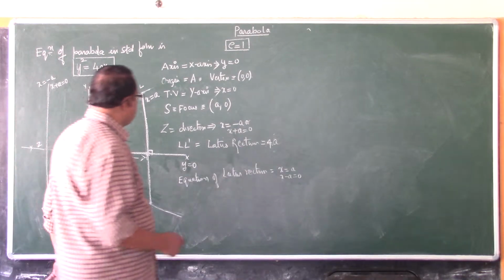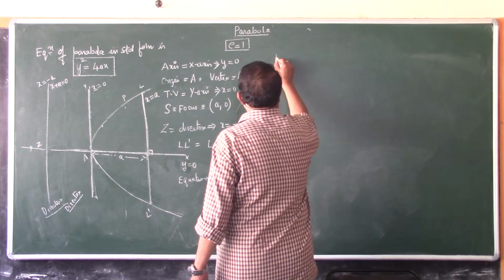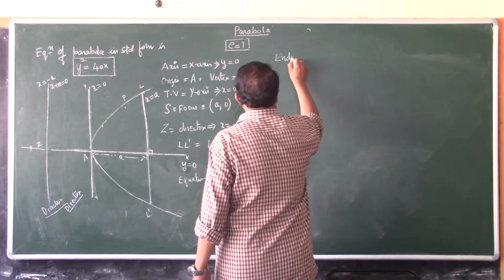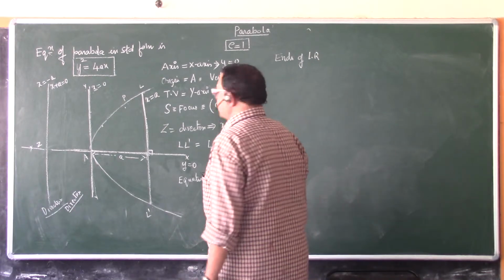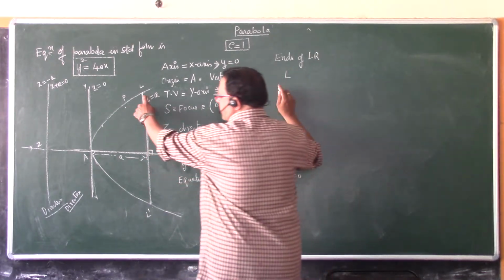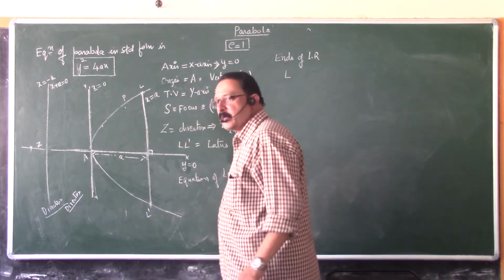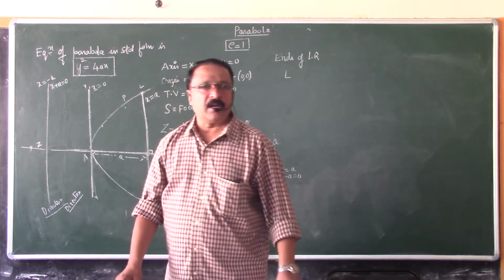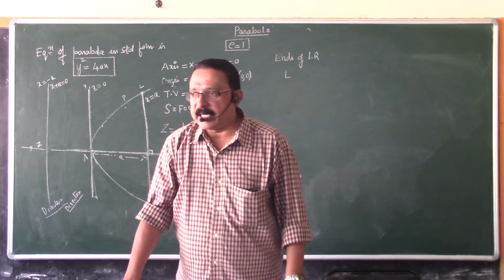Okay. Now, the ends of the latus rectum, the coordinates of the ends of the latus rectum. See, L is a point, so it should have some coordinates, and L dash is also a point. It should have coordinates. But what are L and L dash? They are the ends of the latus rectum.